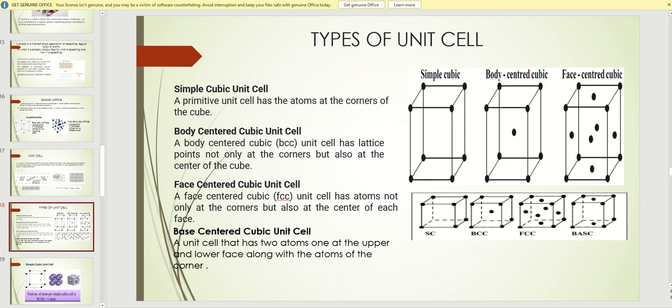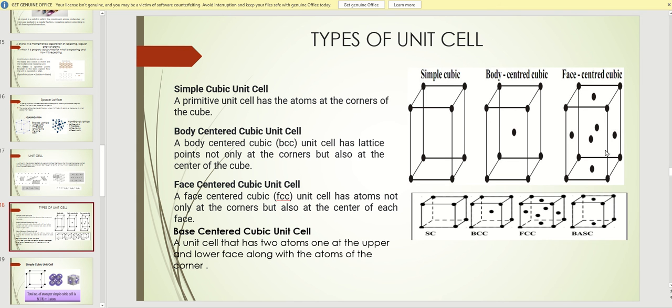Body-centered cubic unit cell has lattice points not only at the corners but also at the center of the cube. Face-centered cubic unit cell has an atom not only in the corners but at the center of each face. Base-centered cubic unit cell has 2 atoms, one at the upper, one at the lower, along with the corners.